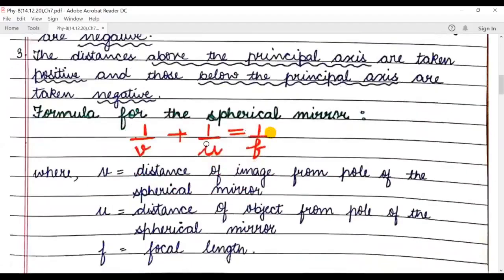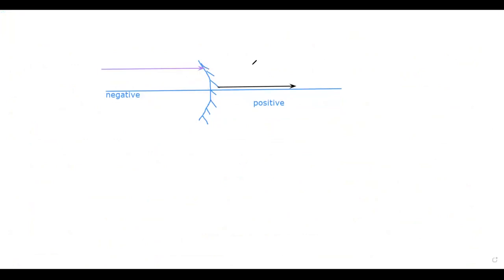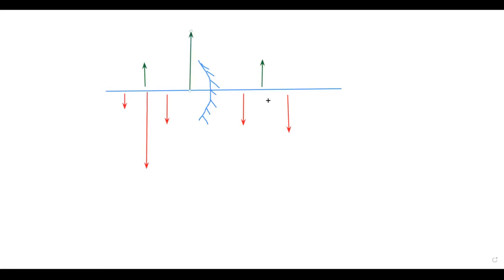Now coming to point 3, the distances above the principal axis are taken positive and those below the principal axis are taken as negative. That means if we take the distances in an upward direction, whether on the right or left side, these distances will be taken positive, while the distances in a downward direction, whether on the left or right side, will be taken as negative. This is the meaning of point number 3.